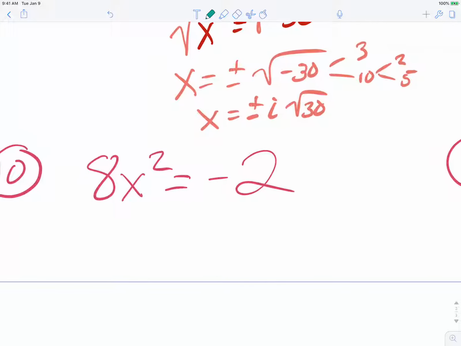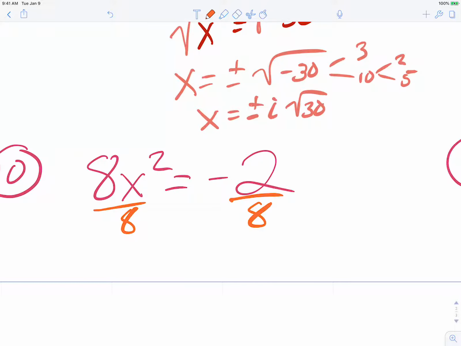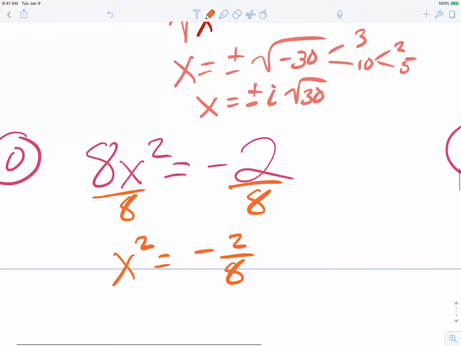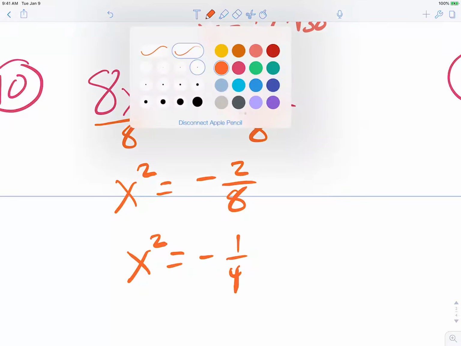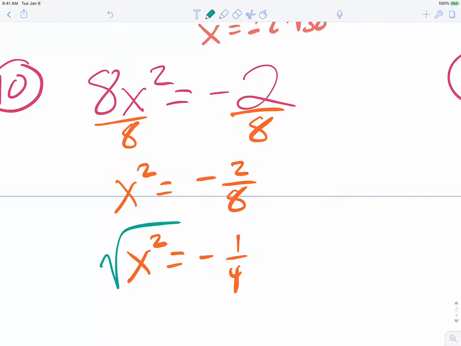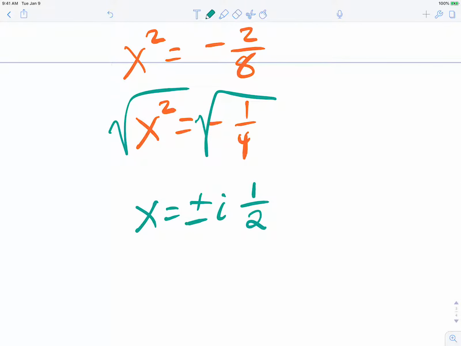Okay, last two, number 10. So if I wanted to get x squared by itself, I'm going to divide both sides by 8. x squared equals negative 2/8. Negative 2/8 actually reduces to negative 1/4. If I then square root both sides, I have the plus or minus answer of, there is an i, so an i. The square root of 1 is 1, and the square root of 4 is 2. So a little more proper way of writing that, plus or minus 1/2 i.